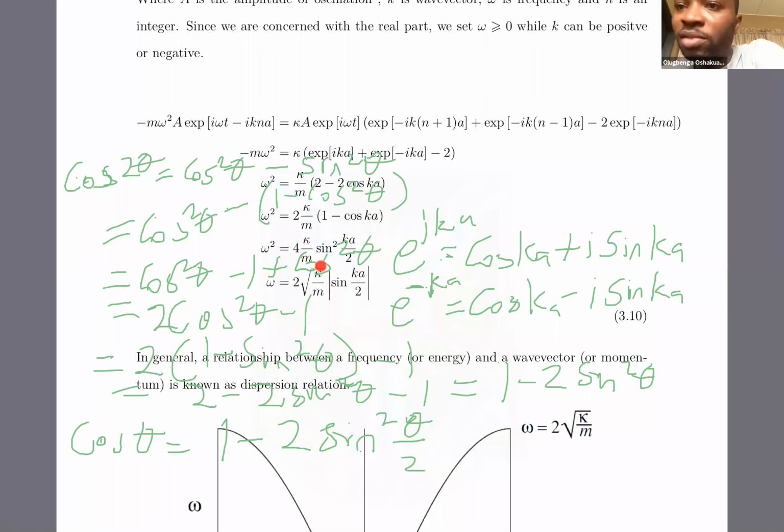That may be useful if you want to go through it at your leisure time. And the omega we have here is as good as the square root of both sides. And we have the absolute value of sine ka over 2. And the reason why we have the absolute value of sine ka is because sine is an odd trigonometric function. Sine is an odd trigonometric function. When you do something like, how do I explain odd trigonometry?